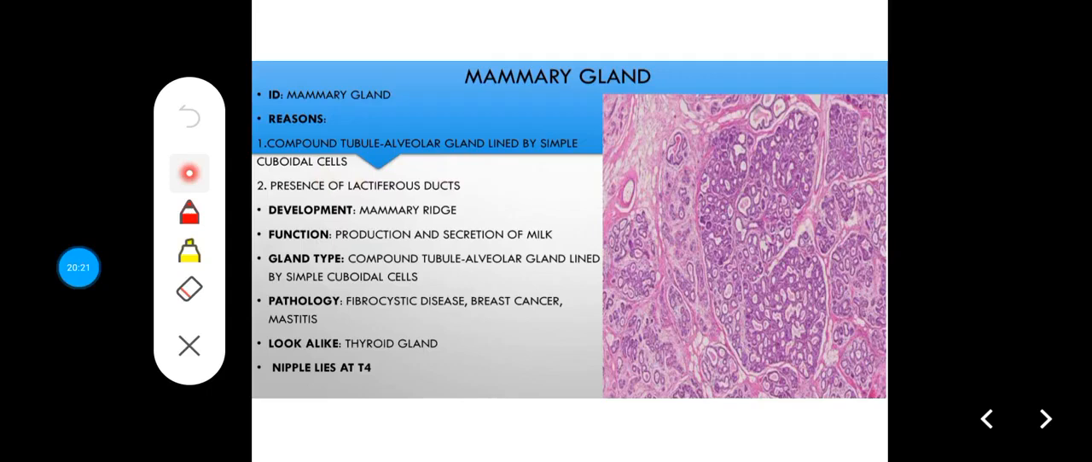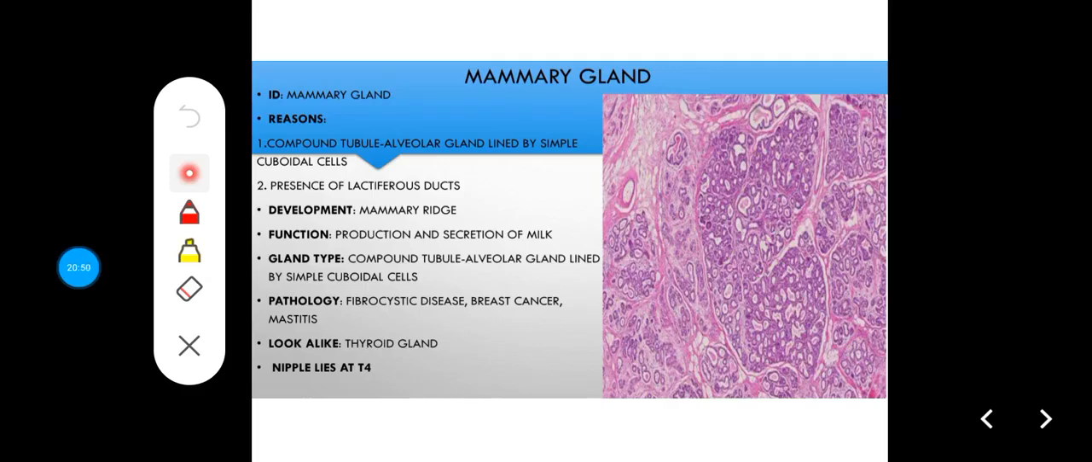The development of the mammary gland is from the mammary ridge. The function of the mammary gland includes production and secretion of milk. The gland type is compound tubuloalveolar gland lined by simple cuboidal cells. Then pathology is fibrocystic disease, breast cancer, mastitis. The lookalike is the thyroid gland. Then the nipple lies at T4 vertebral level.